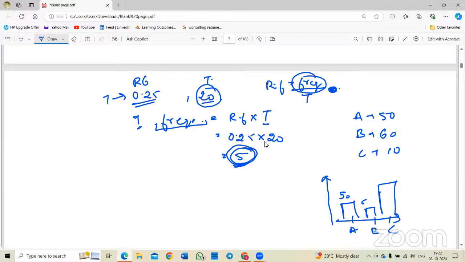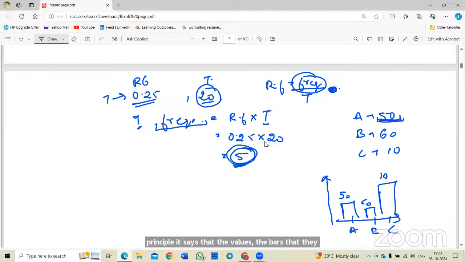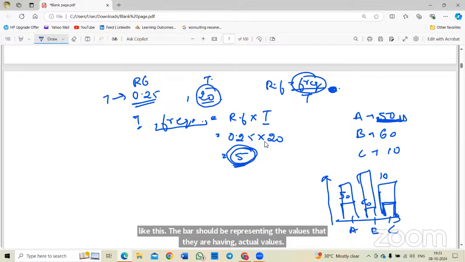Hello, am I audible, ma'am? Yeah. No, ma'am, this is not the correct representation. So that is the area principle. It says that the bars should be proportional to the actual values they represent. Like 50 should be represented like this, then 60, then 10, like this. The bar should be representing the actual values they have. It should be proportional to that.